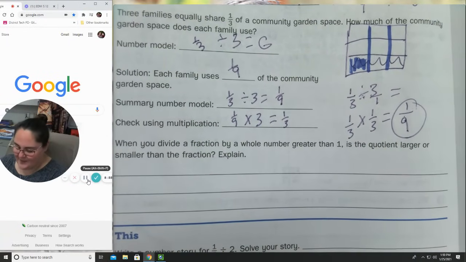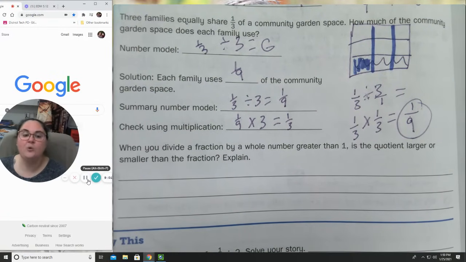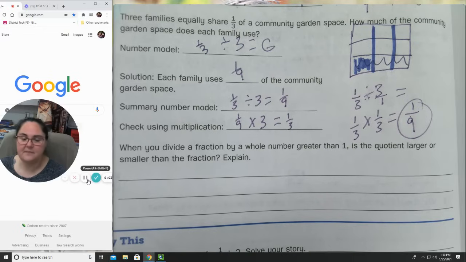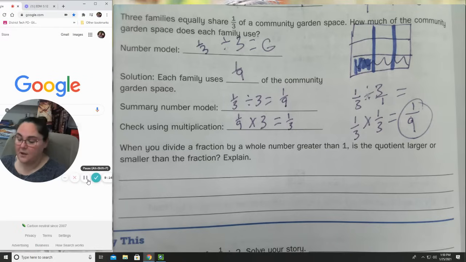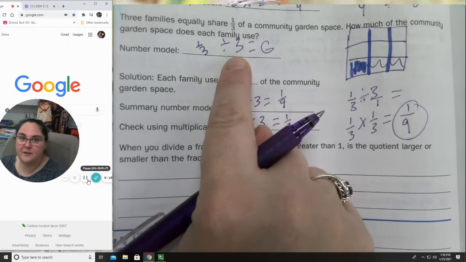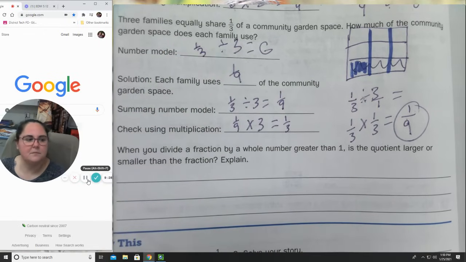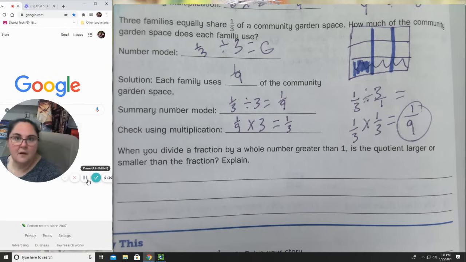All right. This one can be kind of tricky. This one says, when you divide a fraction by a whole number greater than 1, is my quotient larger or smaller than the original fraction? So look at what we did. Each of these, we did this problem. We started with a fraction. We divided by a number bigger than 1. Was my answer larger or smaller than the original fraction? Your answer was smaller than the original fraction.